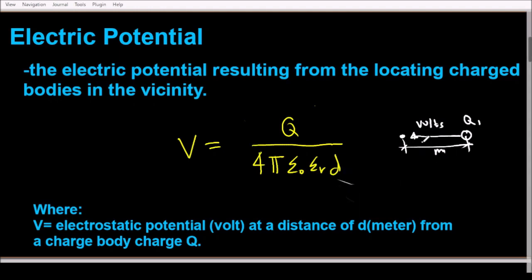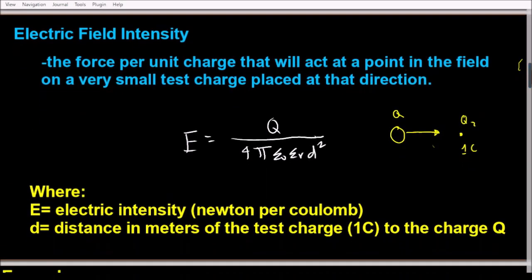Okay. Then we have electric field intensity. It is the force per unit charge that will act at a point in the field on a very small test charge placed at that location. So same, this is also the intensity of the force. This is the test charge. In the circular vicinity, at the same radius, you could feel the same intensity of force. So that is what we mean by electric field intensity. The unit for electric field intensity is newton per coulomb. Then the distance is still in meters.